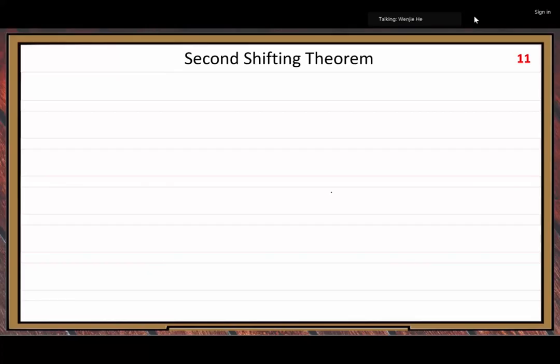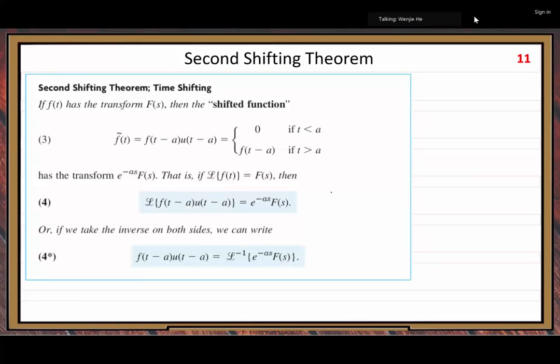Let's look at the theorem first. So this is the theorem. All right, let's read carefully. If little f of t has the transform capital F of s, then the shifted function, so here we consider a shifted function, f tilde. The definition is this.